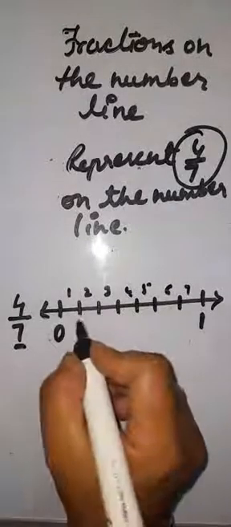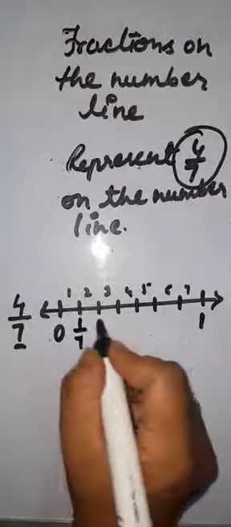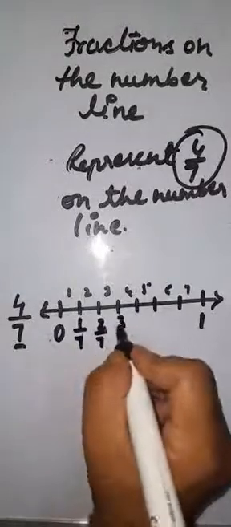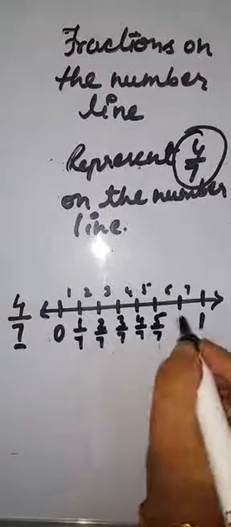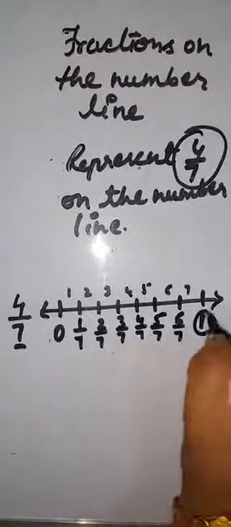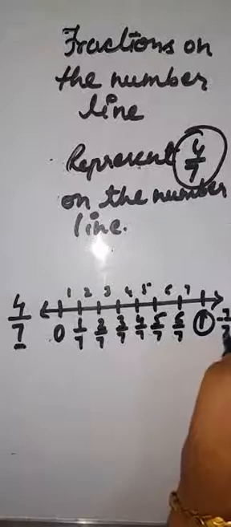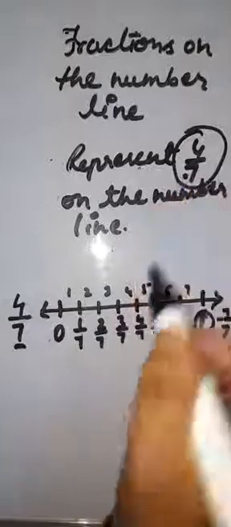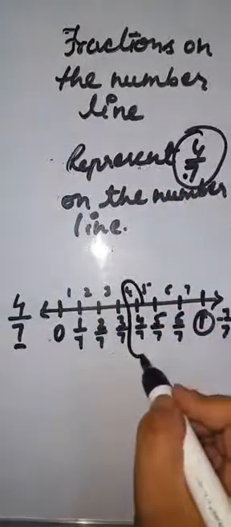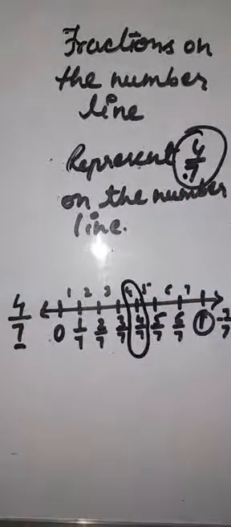Now just mark here 1 out of 7, 2 out of 7, 3 out of 7, 4 out of 7, 5 out of 7, 6 out of 7, and this one is known as 7 out of 7. Now, where have we marked 4 out of 7? Yes, here. Here we have marked 4 out of 7.